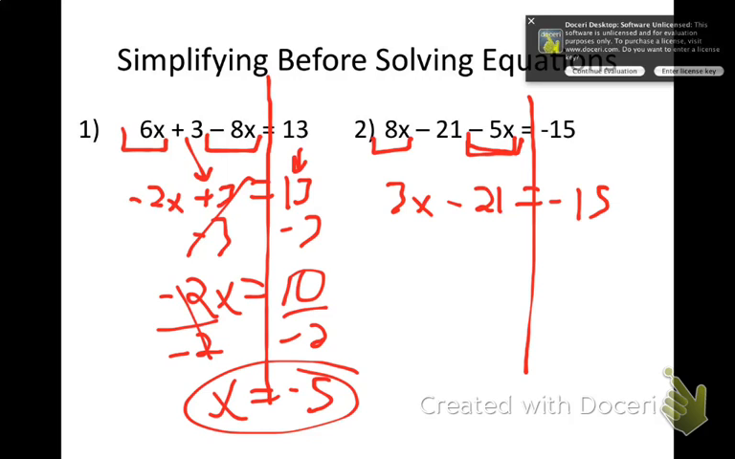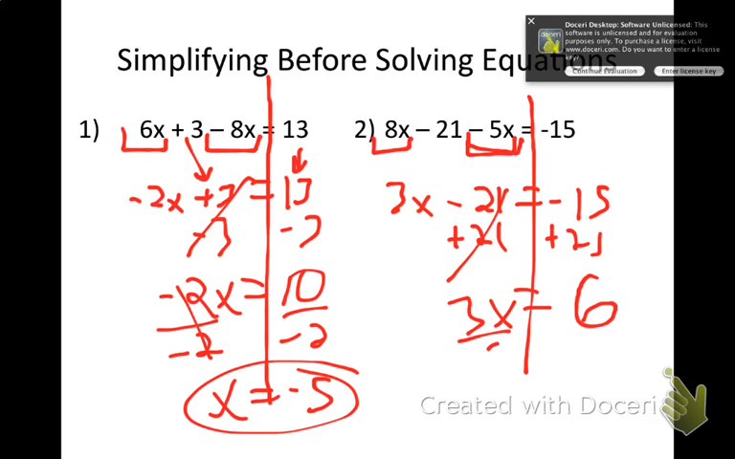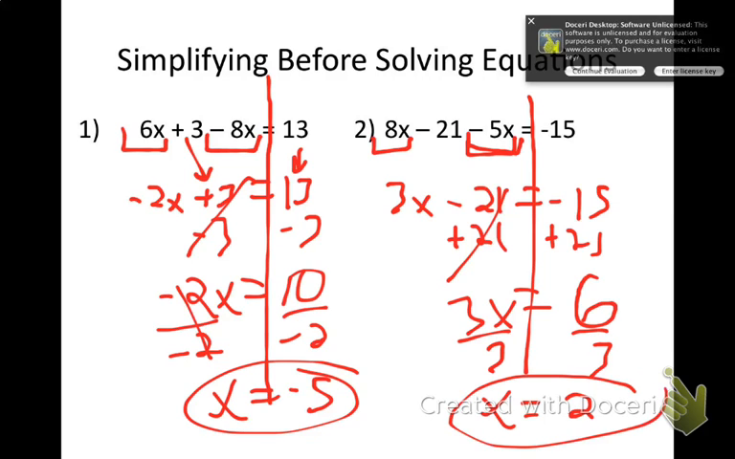Divide. No, just kidding. Add 21. Thank you. I already did this. You're ahead of me. 3x equals 6. Negative 15 plus 21 is 6, right? Now what do I want to do, Colin? Divide by 3. And I get an answer of what, Colin? 2. X equals 2. Very good.